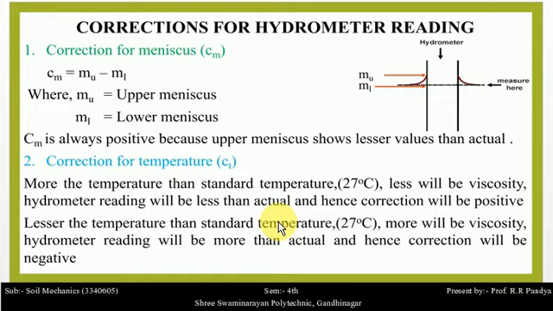Now correction for temperature, which is denoted by Ct. At more temperature than the standard temperature of 27 degrees, the viscosity will be less.